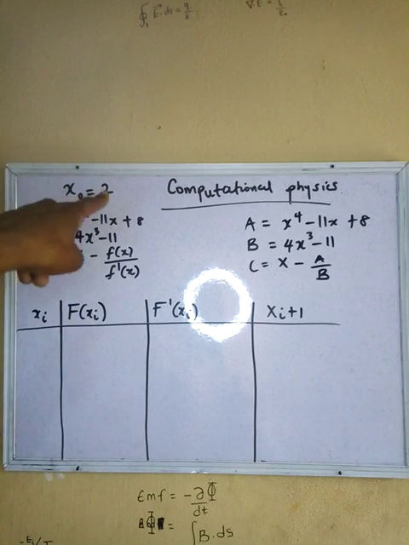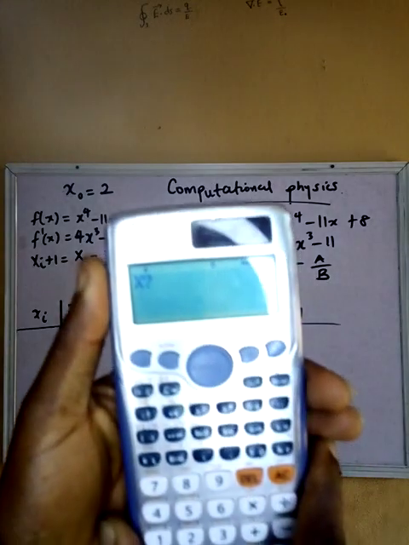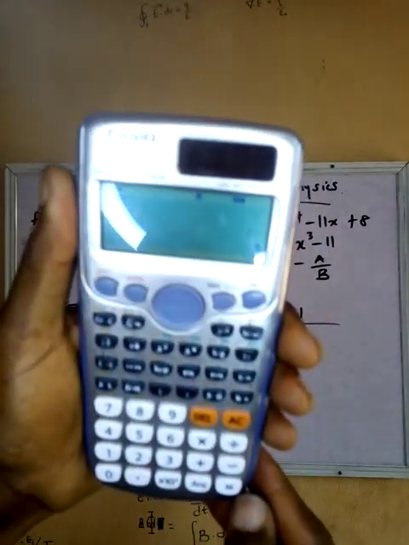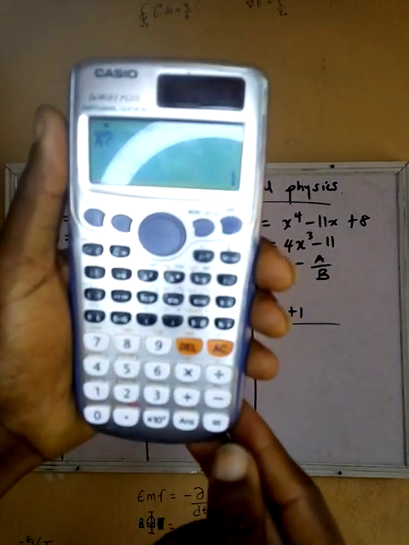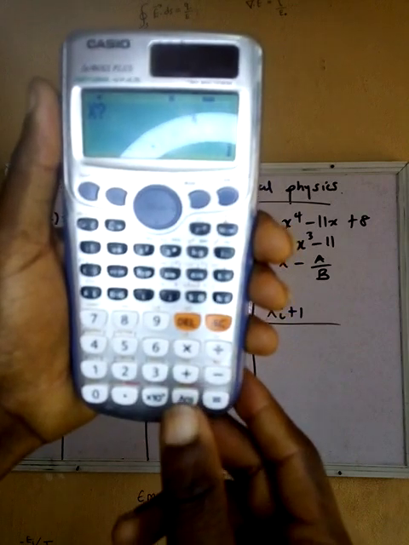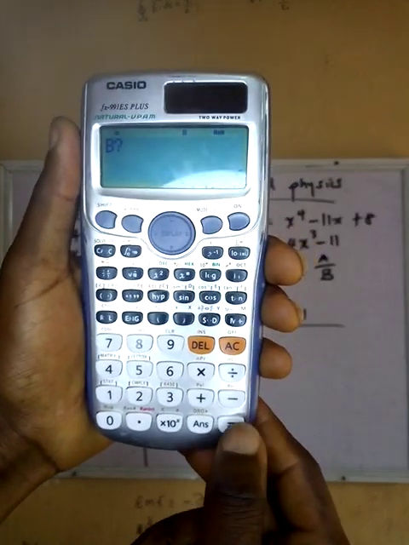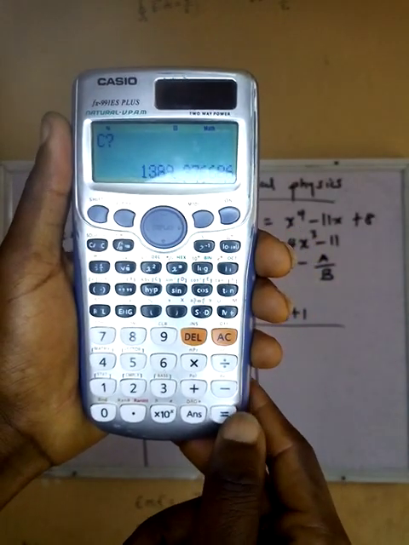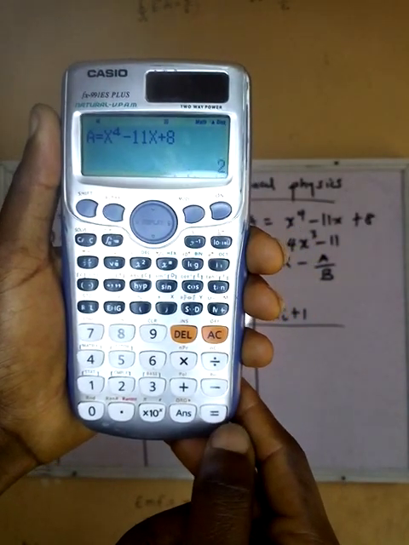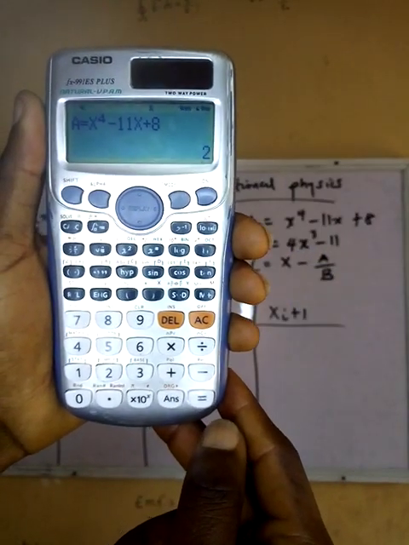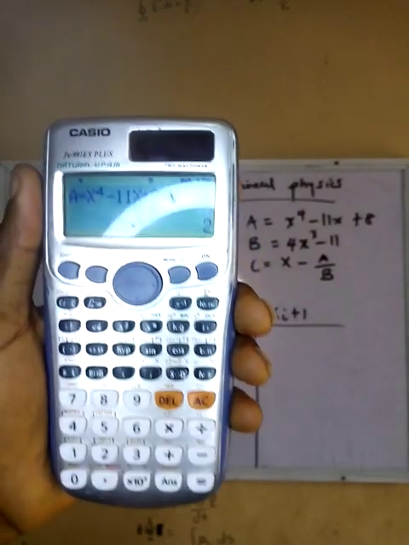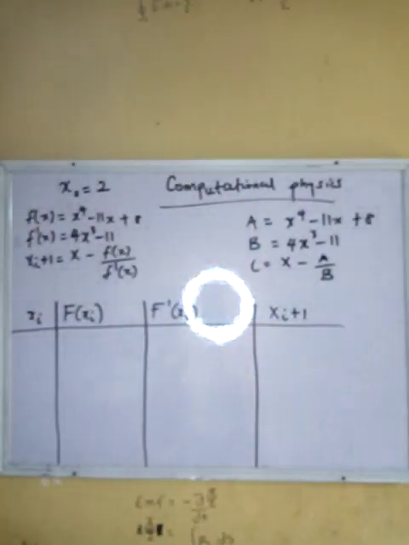Our x naught equals 2. From my calculator, the calculator asks me what the initial guess is. So I'll just quickly press 2, then equal to for b, just press equal to. There's no need to enter c. Then you see a becomes our 2. So we're going to start computing now.